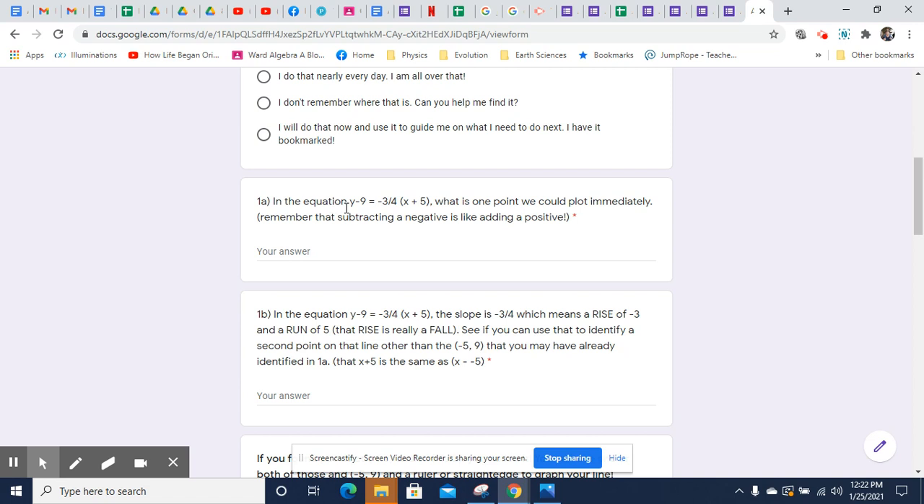Okay, so in the equation y minus 9 equals negative 3/4 x plus 5, what is one point we could plot immediately? The point we could plot immediately comes from the x minus an x value and the y minus a y value. Well, that says x plus 5. Well, that's the same as x minus negative 5. So there is an x value at negative 5 and a y value at 9.